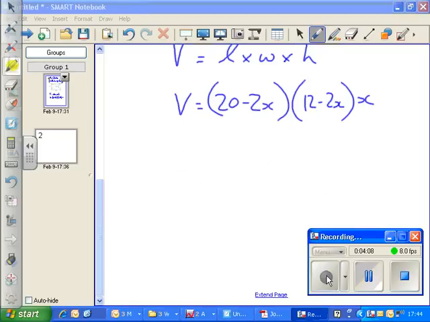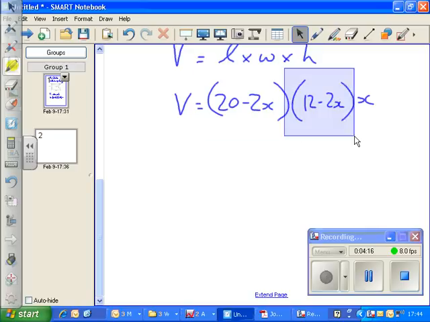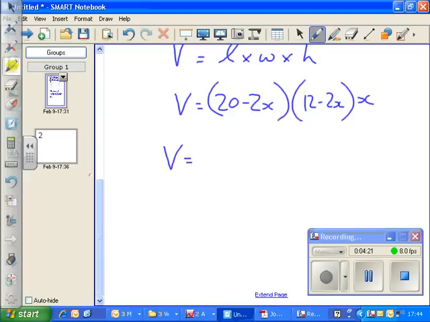Now, how are we going to do this? We're going to multiply out this bracket with this bracket. Agreed then, Daniel? So 20 times 12 is 240. 20 times minus 2x is minus 40x. Minus 2x times 12 is minus 24x. Minus 2x times minus 2x is plus 4x squared. But then that's all times by x.